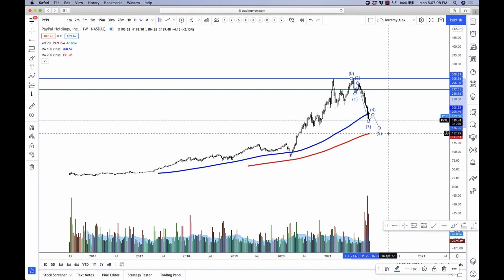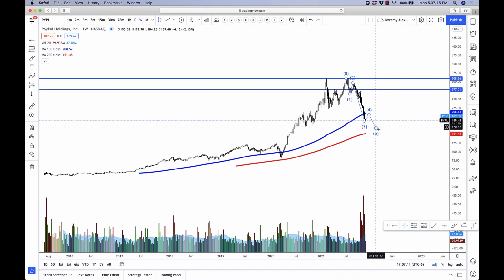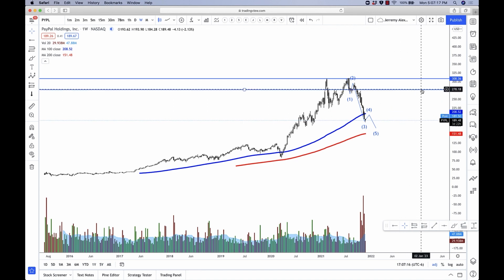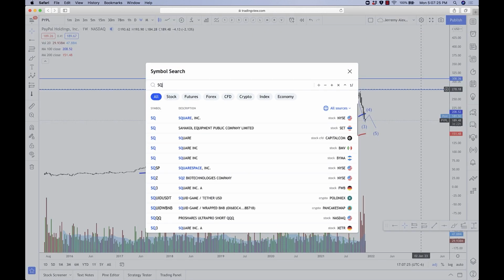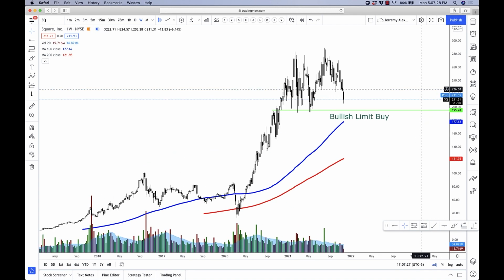I think the lowest it goes is probably 167 and some change max over the next few weeks, and then we'll slowly start to grind higher and eventually trade back up into 300. It might take until January 2023, but I can certainly assure you that I'm not buying LEAPS right now on PayPal. I am buying shares. And there are many other stocks that fall into this category right now, Square being another one.